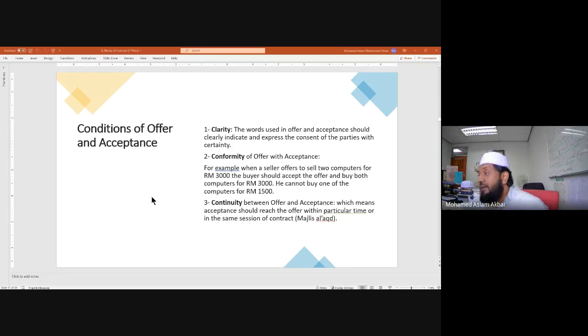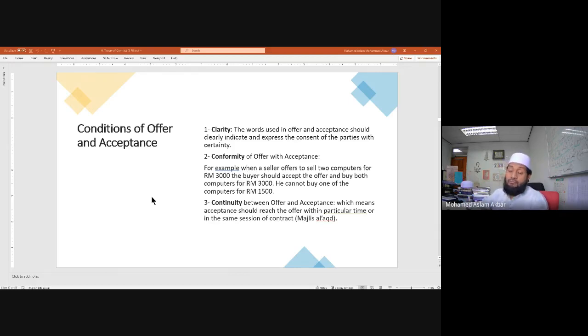Continuity between offer and acceptance, which means acceptance should reach the offer within a particular time or in the same session of contract. This is what we call majlis al-aqad. It has to happen in the same session. It cannot be, for example, someone gave you the information of the price and the offer today, and then you come back after 1 week and say, 1 week ago you gave me this offer, I exactly wanted that.